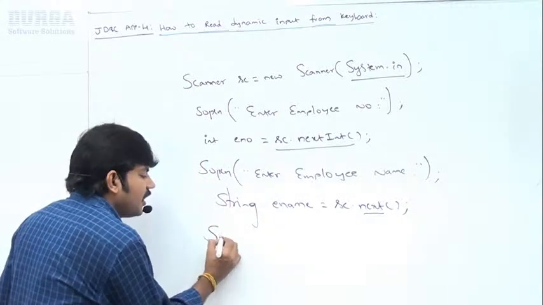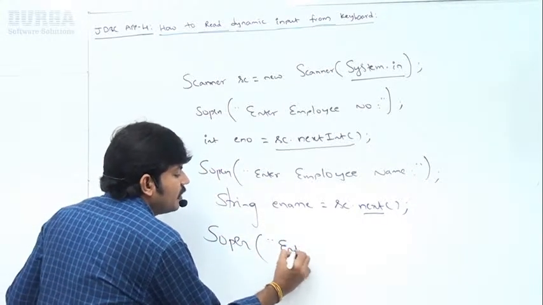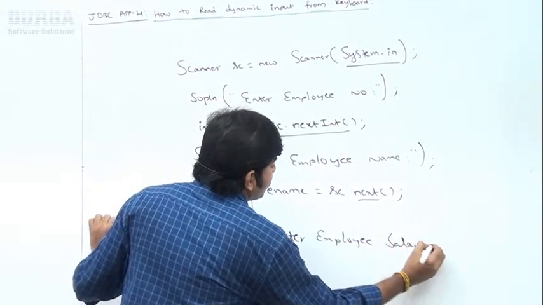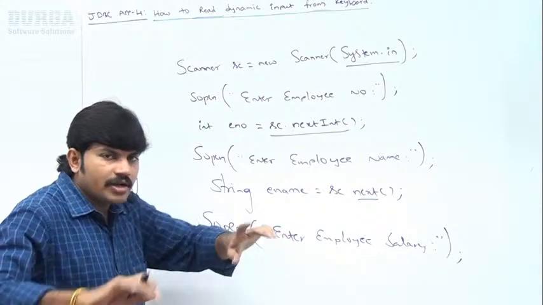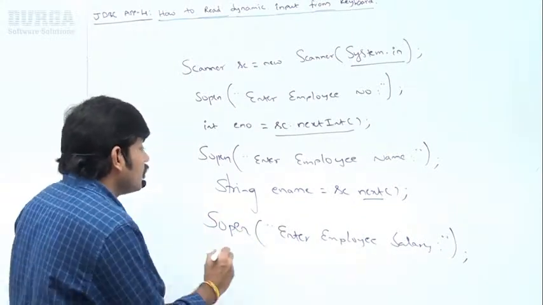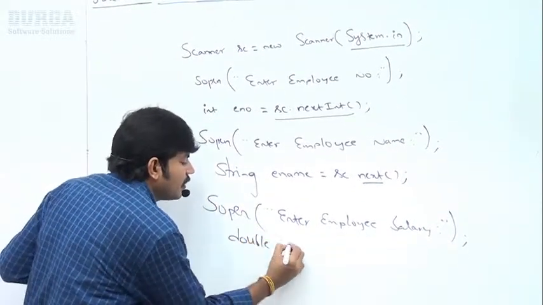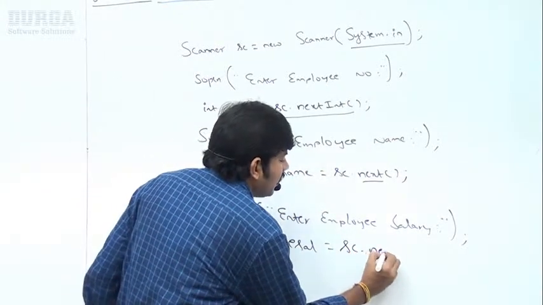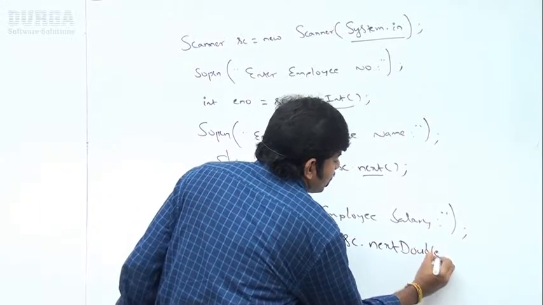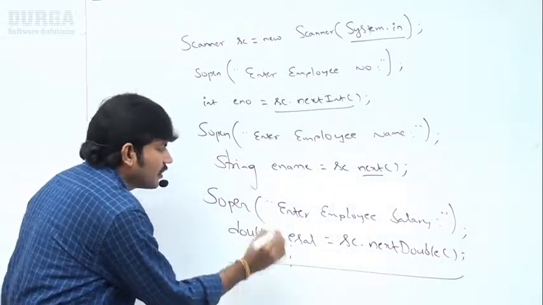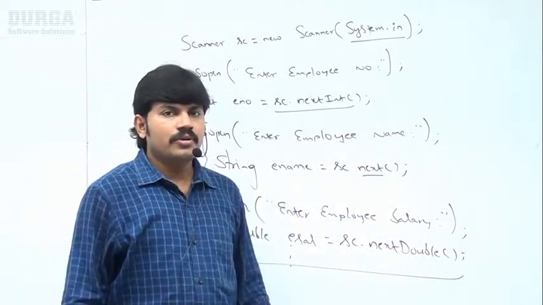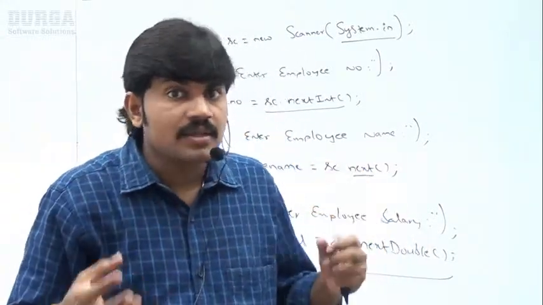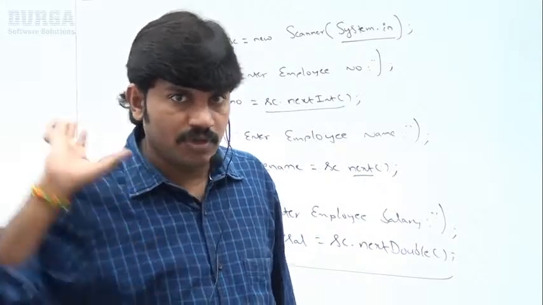Similarly, System.out.println, enter employee salary. Now the end user is going to enter the employee salary. What will I take? Double esal is equal to sc.nextDouble. Everyone can understand, right? So Scanner is a specially designed class to read dynamic input from the keyboard. Clear for all of you?